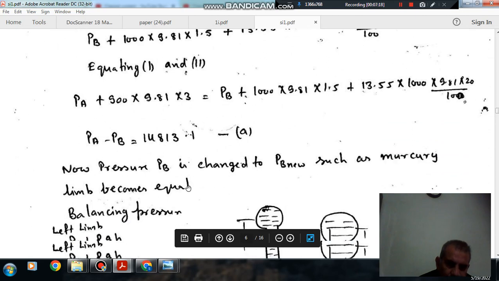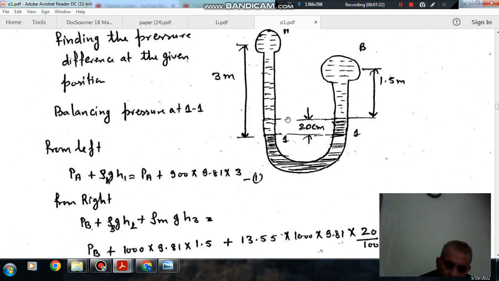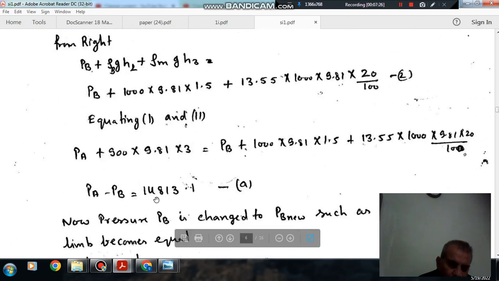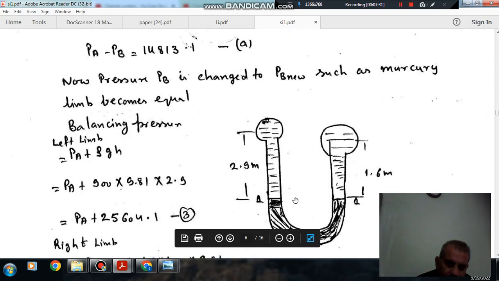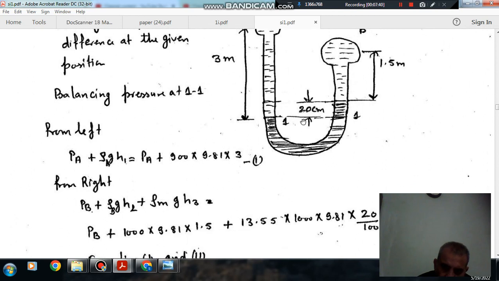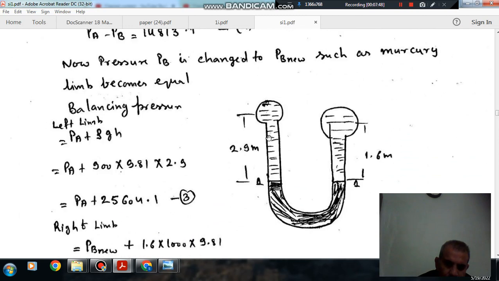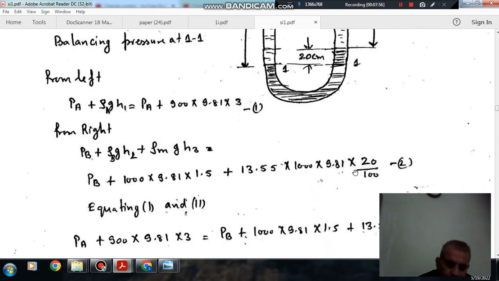So this is the pressure difference when it is at the initial position, that is 14813.1. When the mercury levels become equal, this fluid will go down by 10 centimeters and this fluid will go up by 10 centimeters. So this will be 2.9 meter and this will be 1.6 meter.